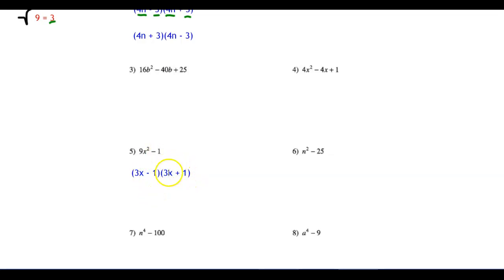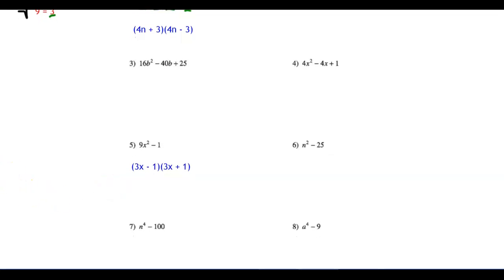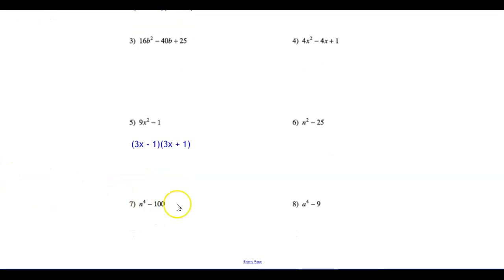A minus plus, because difference of two squares means the two signs, the two operators, are going to be different. And then we are done with this problem. Not too bad. If you know the pattern, dots becomes pretty quick.